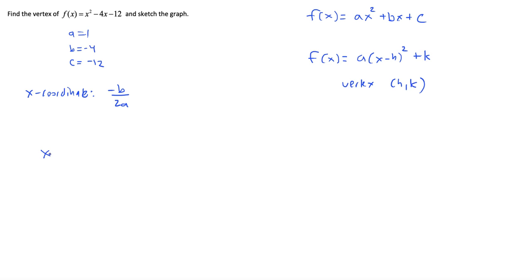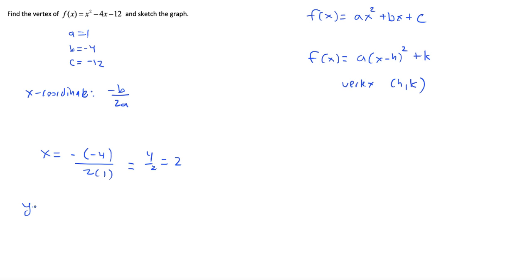So in this case, we know that b is negative 4, right? So the negative of negative 4, all over 2 times 1. Once we do this, negative times negative 4 is positive 4, 4 over 2, and that just equals 2. So the x-coordinate of the vertex is 2.